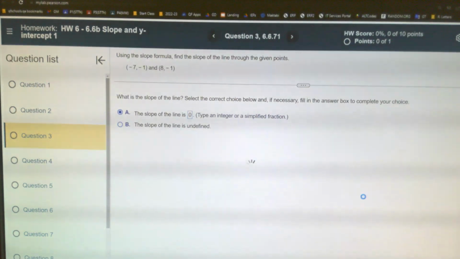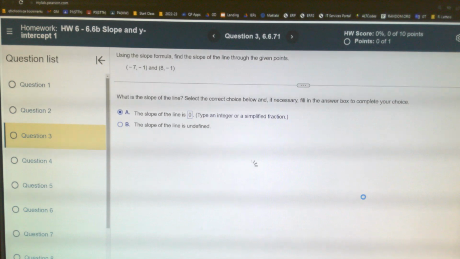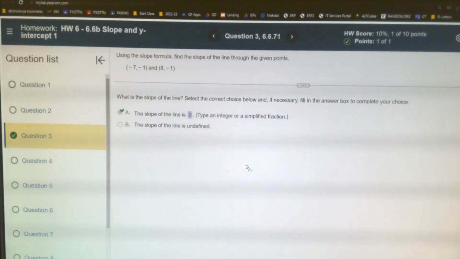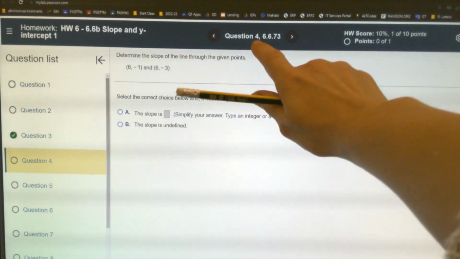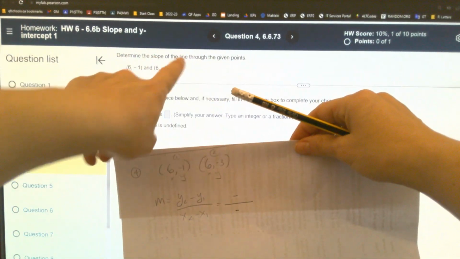Check answer. Now the problem is with the next question. Ooh, excellent. Okay, so let's look at the next question. So now we're doing question 4. It says determine the slope of the line through these 2 points.